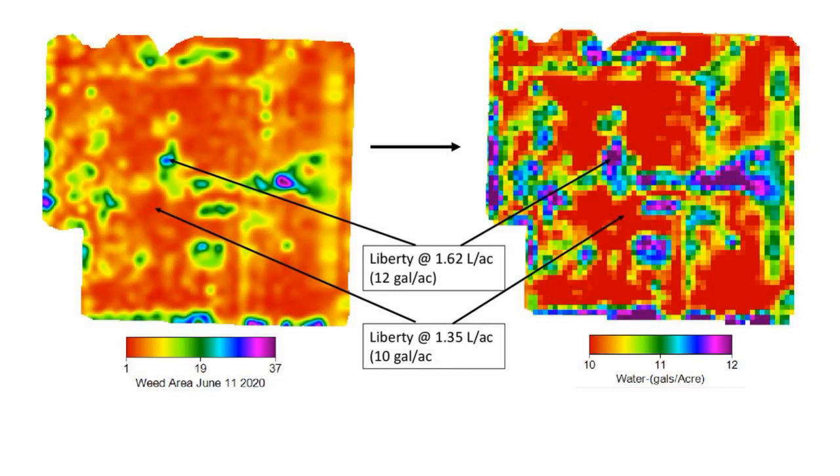So simply by varying the volume of water that was applied by your sprayer, sort of the default rate at the low weed density of 10 gallons per acre, you get an application rate of 1.35 liters per acre of Liberty. But by bumping up that volume to 12 gallons per acre, your application rate goes up to 1.62 liters per acre. And so I think this was probably the most satisfying example of precision agriculture from this year, where through a very simple process of just loading that prescription onto your controller, your sprayer, you're able to get better weed control.